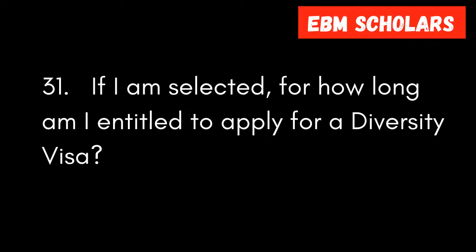Question number 31. If I'm selected, for how long am I entitled to apply for a diversity visa? So the point is, you applied for the DV 2022. Let's say for those who applied, the results came out in May. Basically, you can start right away. DV 2022 winners will be able to process their visa from October 1st, 2021 to the end of September 30th, 2022. That is the only time you'll be able to process for your visa, to get the actual diversity visa, the stamp on your passport.